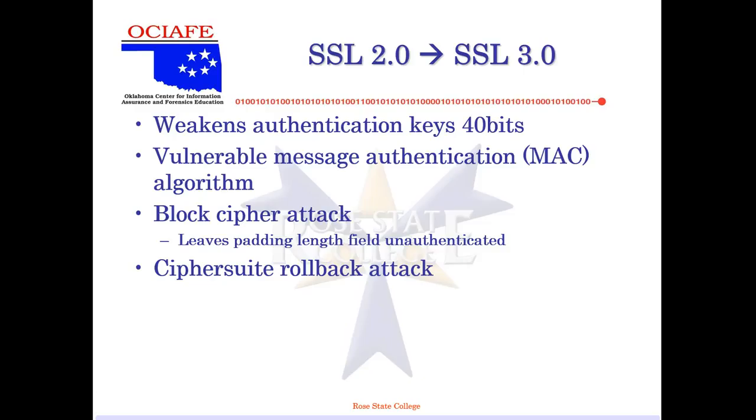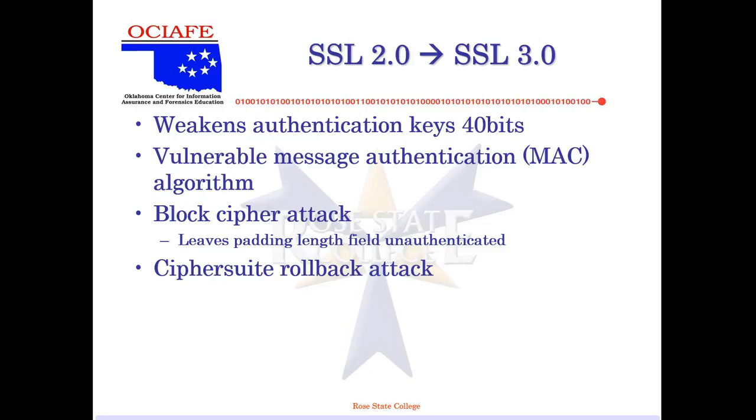Well, SSL2 had weakened authentication keys, 40 bits. It had a vulnerable message authentication algorithm known as MAC. And it had the block cipher attack, which left the padding length field unauthenticated. So I could guess where things were at, and then the cipher suite rollback attack will allow you to go in there and figure out the SSL encryption.